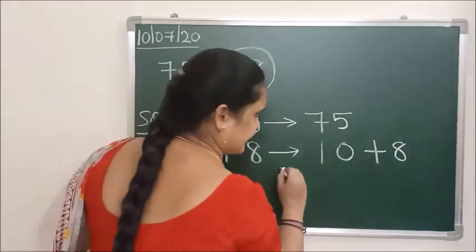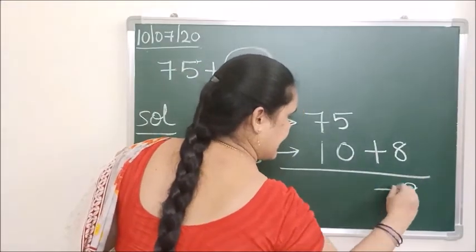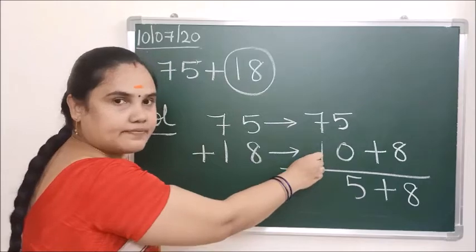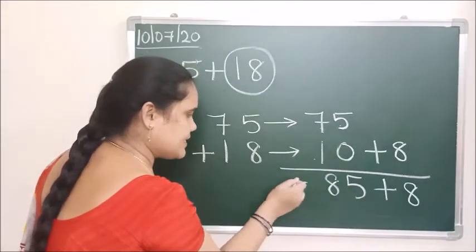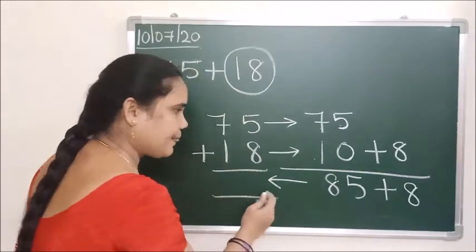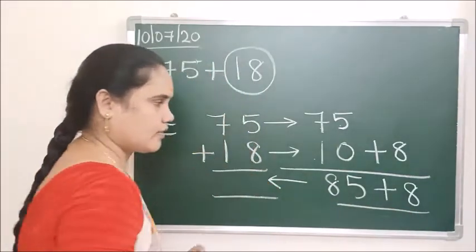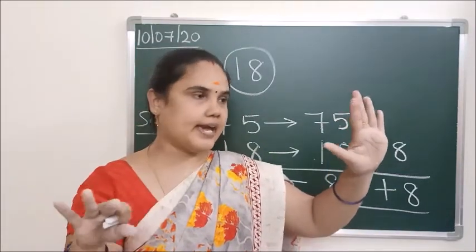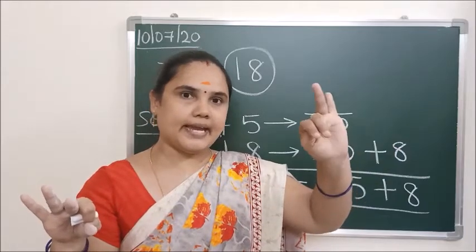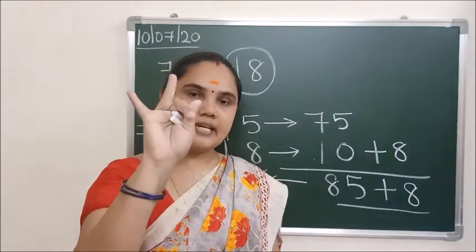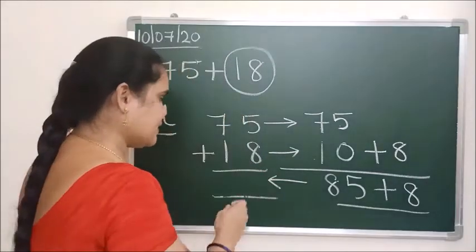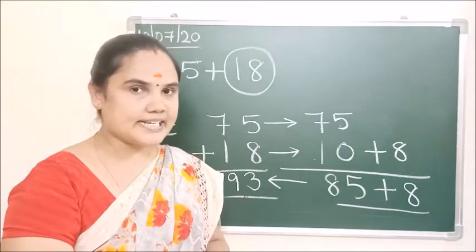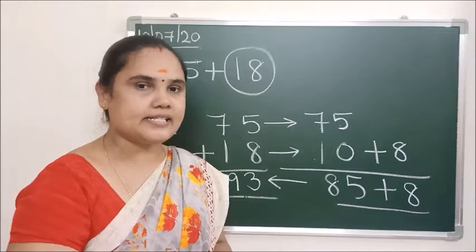Okay, now do addition, children. 8 plus 5 plus 0 is 13, write 3 and carry... 5 plus 8 plus 0 is 13. 7 plus 1 is 8. How much is 85 plus 8, children? Come on, do addition. 85 in the mind, open 8 fingers. After 85: 86, 87, 88, 89, 90, 91, 92, 93. So what is the answer? 93. Did you all understand, children? Yes. Shall we start the exercise? Yes.